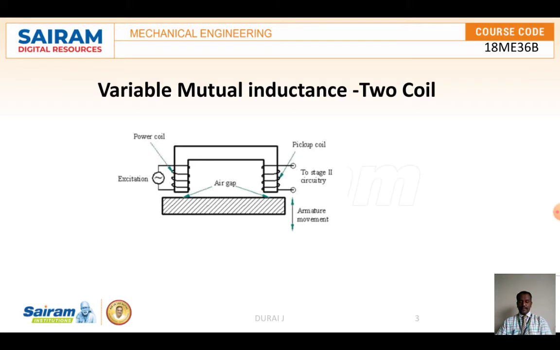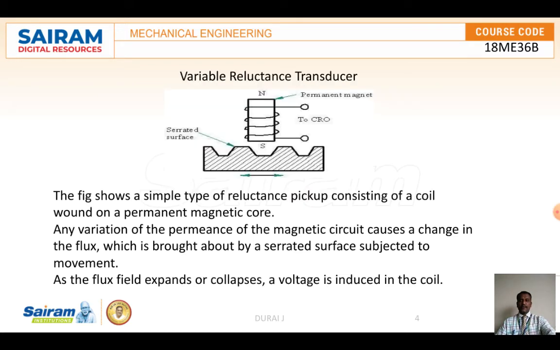So what is the meaning of permeance? Permeance is the reciprocal of reluctance, and reluctance is dependent upon the permeability of the magnetic core and air gaps and any other portion of the flux path. This is about the variable inductance two coil method.